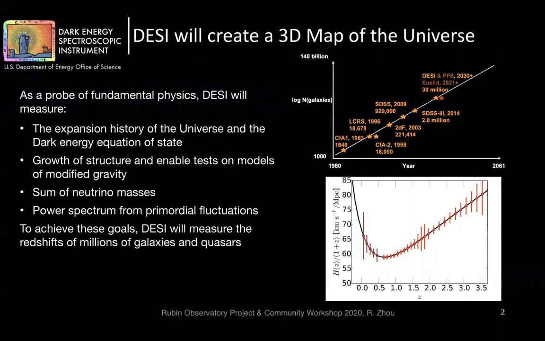Besides dark energy, DESI will also measure the growth of structure and enable tests of models of modified gravity. It will measure the sum of neutrino masses and also the power spectrum from primordial fluctuations.